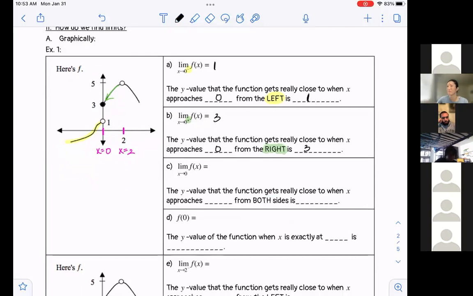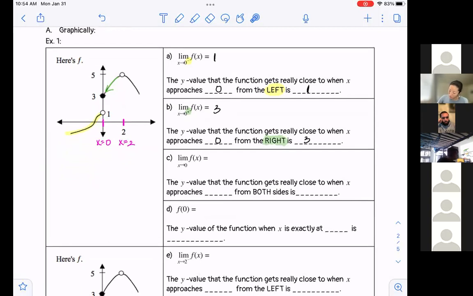Because there's a solid dot, wouldn't you say that y equals 3 though, at 0? And so here's the other weird part. It's okay if we actually get there, but it's also okay if we don't actually get there. Got it. That makes sense. Thank you.